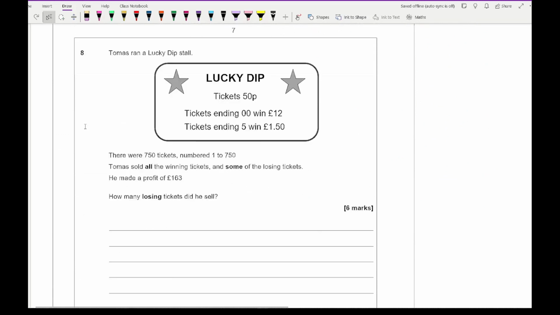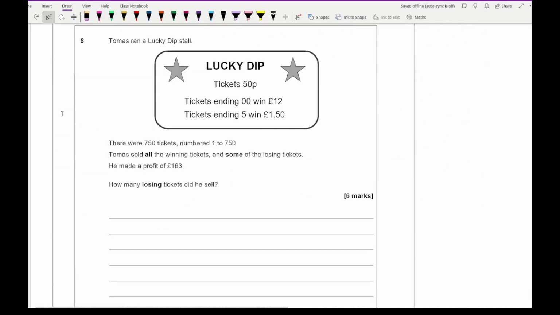Then moving on to question 8, it says that Thomas ran a lucky dip stall, and we've got tickets ending in 00 win £12, tickets ending in a 5 win £1.50, and tickets cost 50 pence. It says there were 750 tickets numbered 1 to 750. Thomas sold all the tickets, all the winning tickets, and some of the losing tickets. He made a profit of £163, and the question is asking how many losing tickets were there.